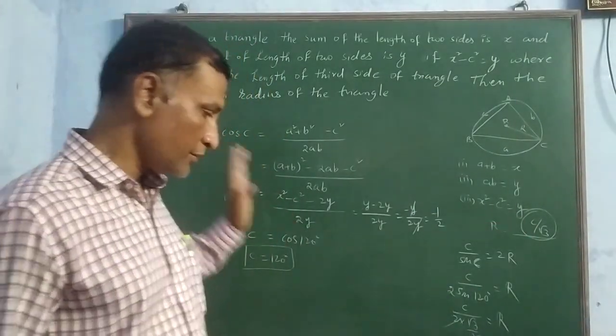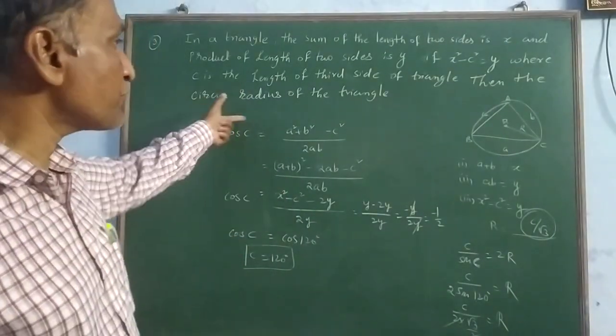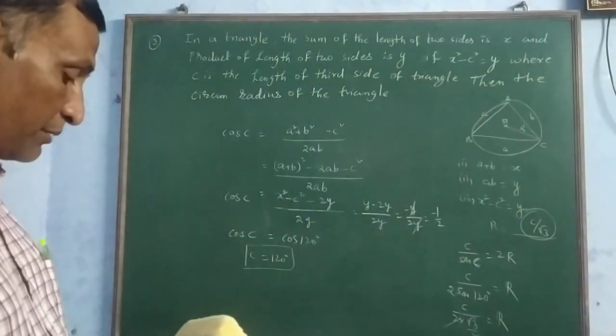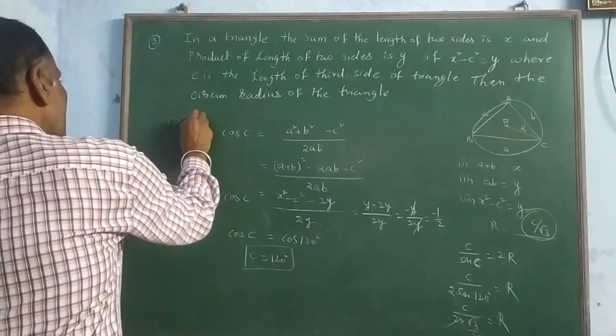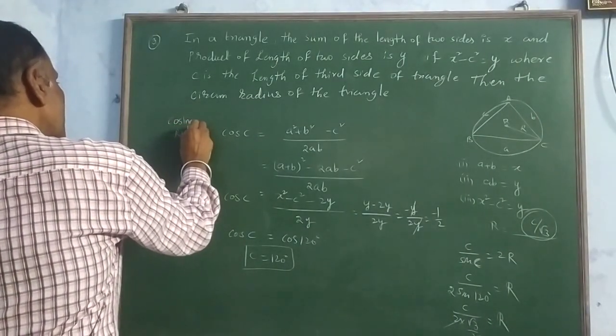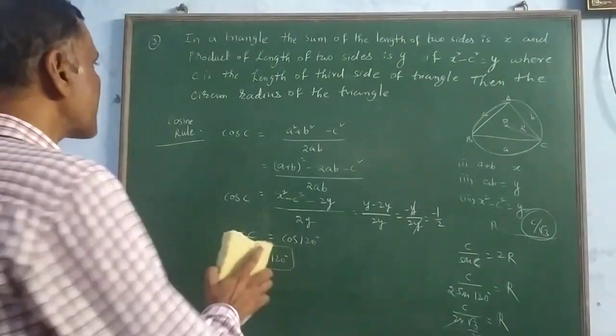Very clear? Right. I hope you understand this problem. This type of question comes in IIT level based questions. This is your cosine rule. You can use this concept. Okay? Next.